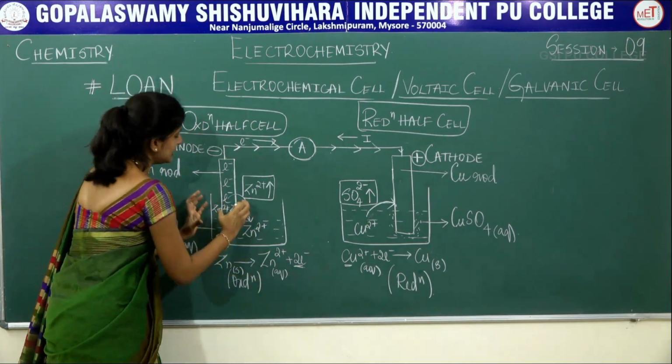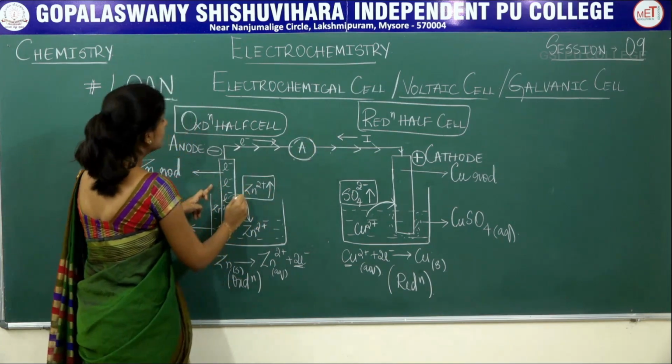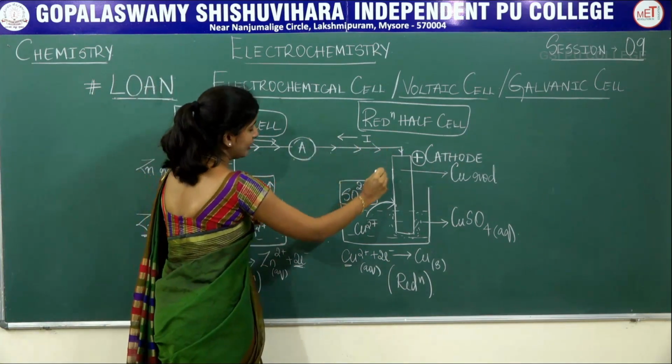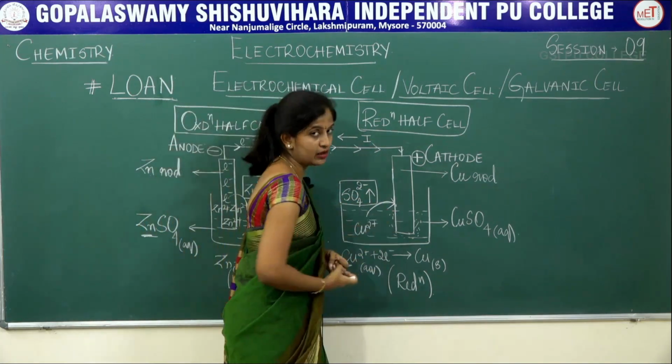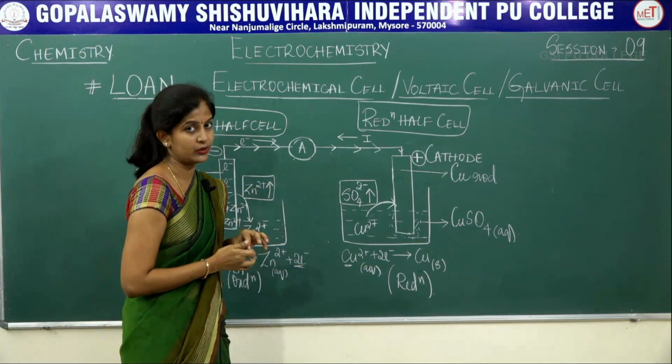That is because these zinc ions will deprive the electrons from moving to the outer circuit. Since the outer circuit will not have any electron flow, the copper ions cannot accept any electrons. As a result, the current flow through the circuit will be zero.